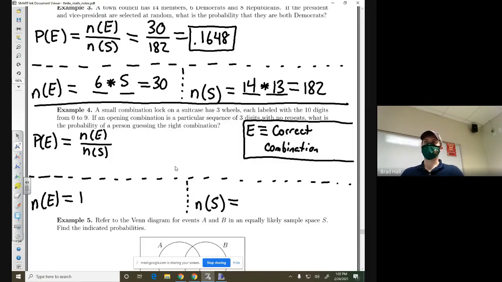But for the number in the sample space, we're removing any restrictions. So there's no longer any right combination or wrong combination. Now it's just the number of combinations in total. So how many things are we choosing? 3 wheels, 3 spaces.